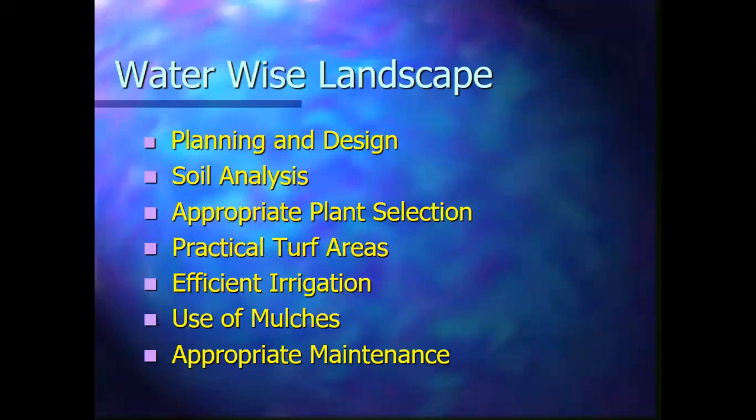So, in a nutshell, we'll talk about the 7 steps of water-wise landscaping, xeriscaping: planning and design, soil analysis, appropriate plant selection, practical turf areas, efficient irrigation, use of mulch, and appropriate maintenance.